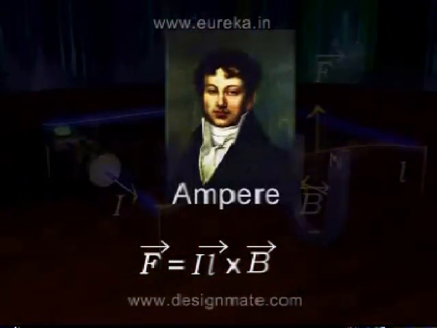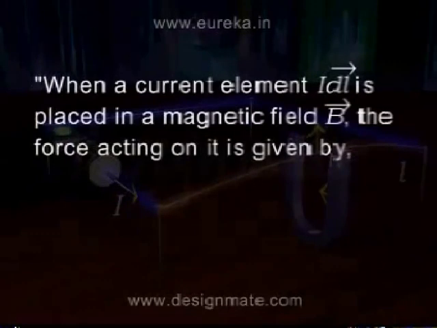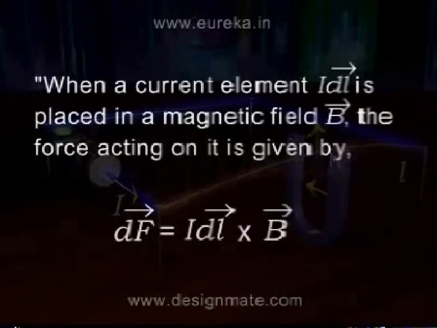The law giving this force was established by Ampere through his experimental studies. It states, when a current element I vector dl is placed in a magnetic field vector B, the force acting on it is given by vector dF is equal to I vector dl cross vector B.